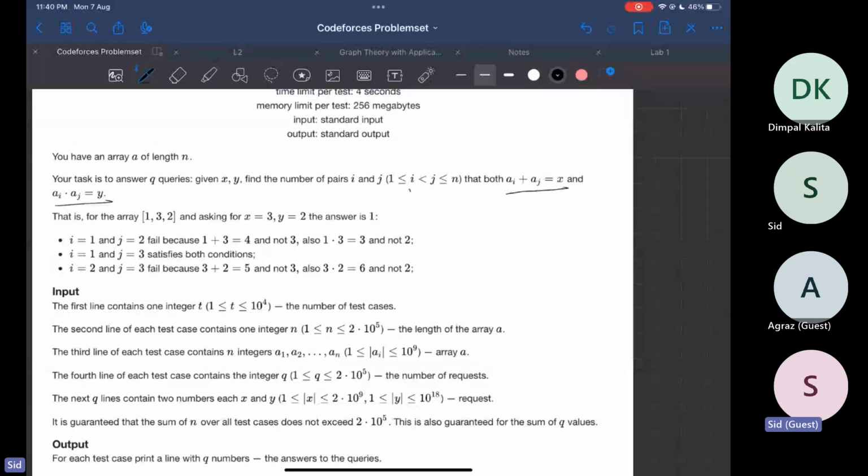One, it is given that I is less than j, but it doesn't really matter because both plus and multiply are commutative functions. So aj plus ai is equal to ai plus aj, and ai into aj is equal to aj into ai. So it doesn't really matter about this condition. What we need is to find the total number of possibilities, total number of pairs, that is.